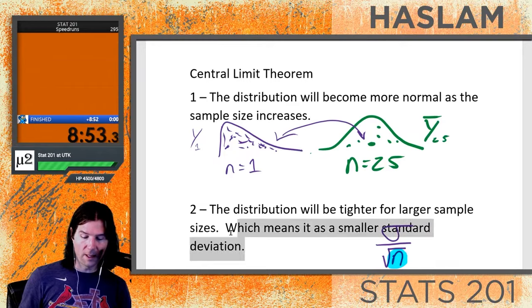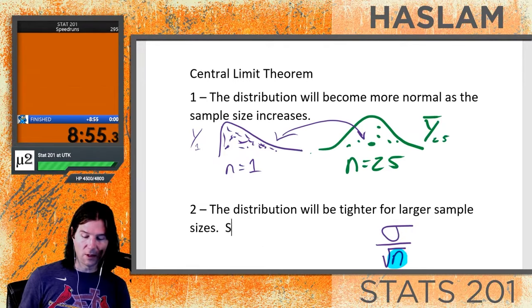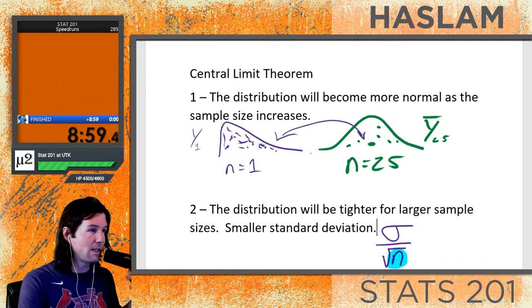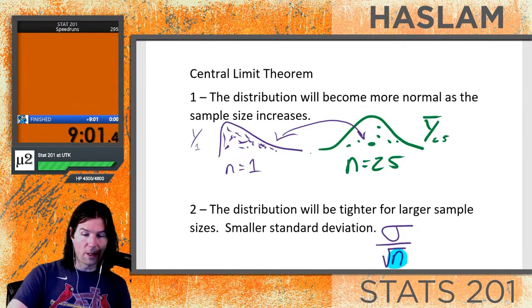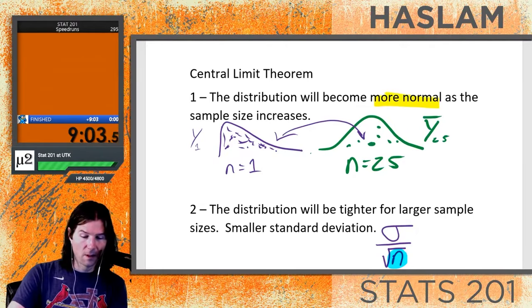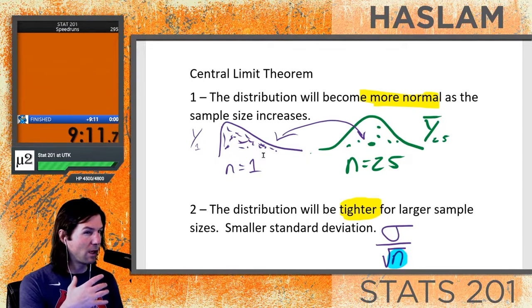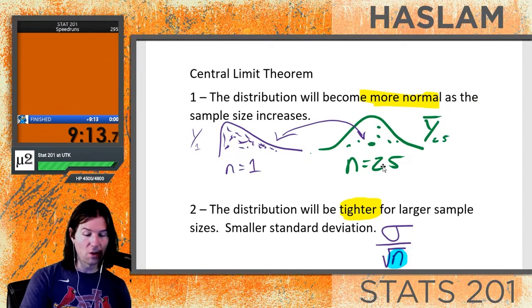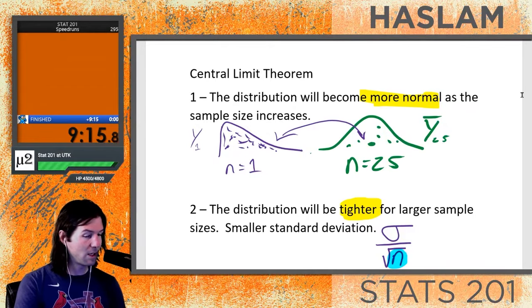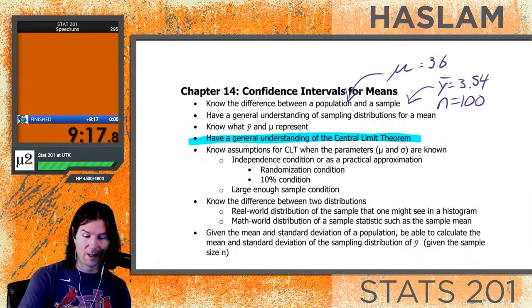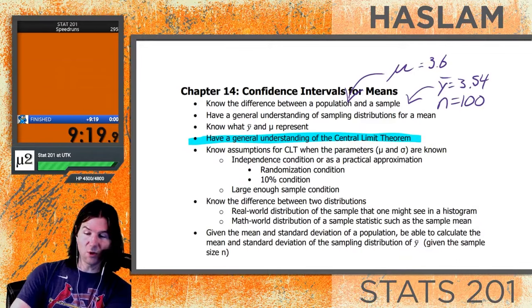So very important right there, which means the standard deviation is smaller. And we see it right there. As n increases, the distribution becomes more normal and also becomes tighter as n increases right here. You can see the tighter via the mathematics, and you can see the more normal via the illustration we have right here, that the distribution of the mean for a larger sample size will be more normal.